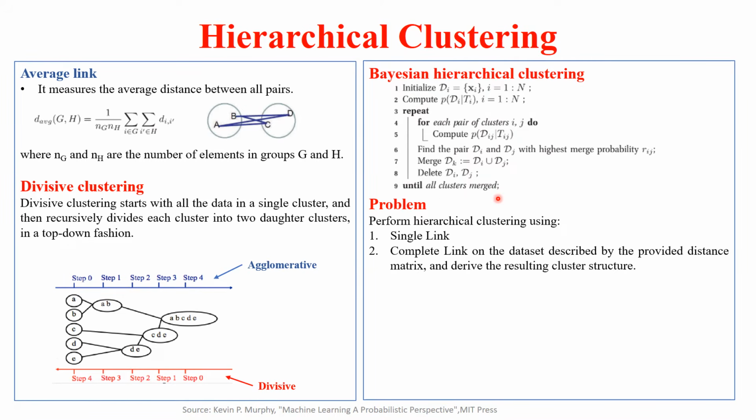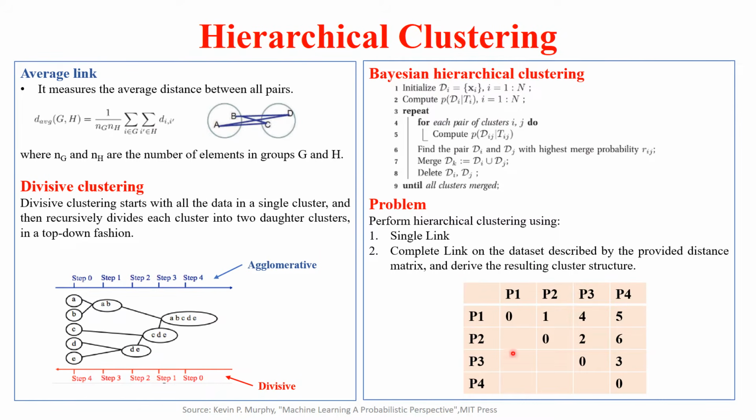Let us see a problem. Now we are going to perform the hierarchical clustering using a single link and complete link on the data set, and the distance matrix is given. We need to derive the resulting cluster structure. This is the distance matrix. We have 4 points and the distance between each pair is given here.